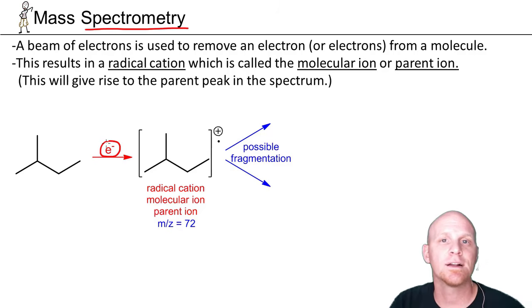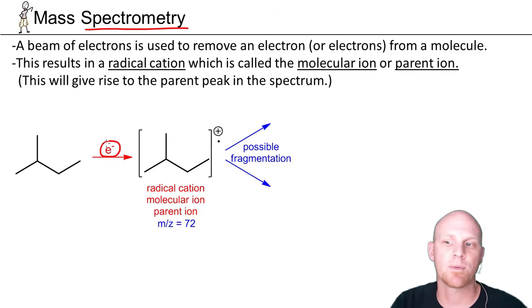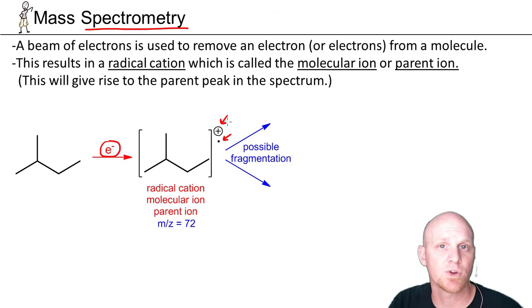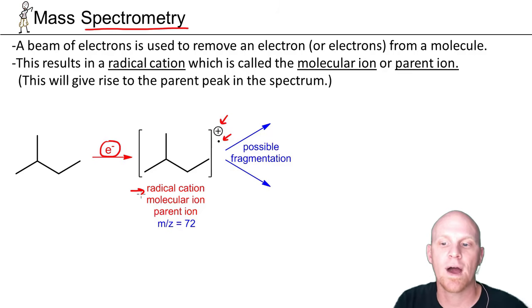And the goal is to knock an electron, or sometimes electrons, but we'll look at specific cases where we knock one electron out of a molecule. That's going to leave the molecule both with a positive charge, but also with an unpaired electron somewhere. So having a positive charge, we'll call it a cation. Having an unpaired electron, we'll call it a radical. Overall, that makes it a radical cation.